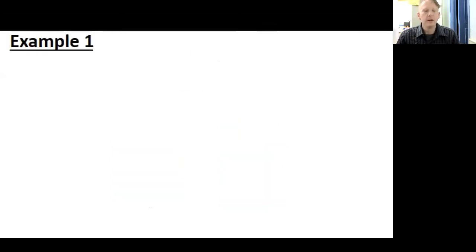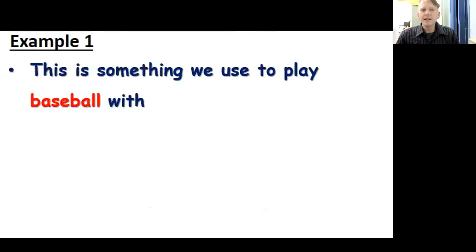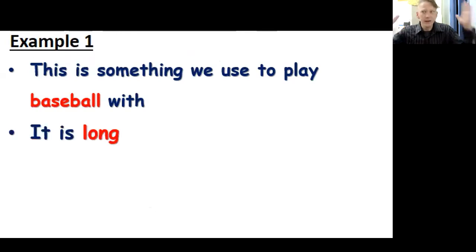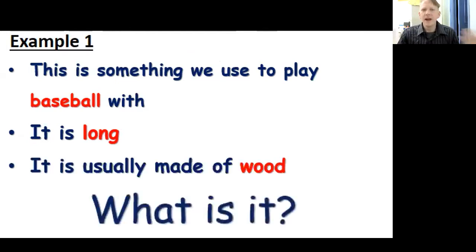B. Very good. This is something we used to play baseball with. Okay? Think of baseball. It's a round ball. We can throw it. We can catch it. Right? What do we need to play baseball with? It's long. It can be made of metal or wood. And what do you think it is? Let's take a guess. That's right. It is a baseball bat.